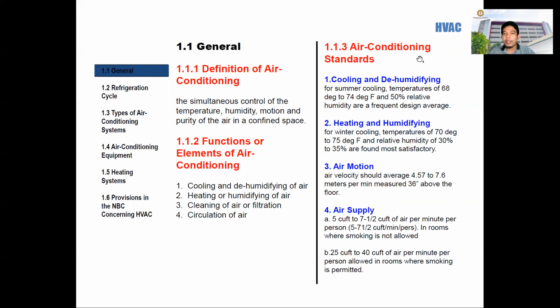For the air conditioning standards, we have for the cooling and dehumidifying, for summer cooling, temperatures of 68 degrees to 74 degrees Fahrenheit and 50% relative humidity are a frequent design average. So this is for summer cooling. And then for heating and humidifying, for winter cooling, the temperature is 70 degrees to 75 degrees Fahrenheit, and relative humidity of 30% to 35% is found most satisfactory.